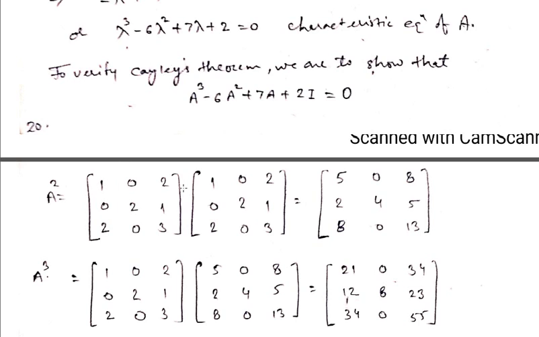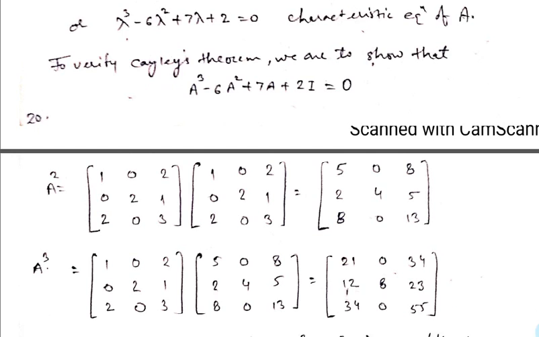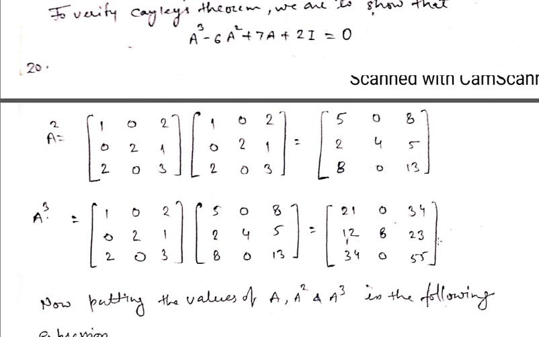First we multiply the first row with the first column and we get 5, then the first row with the second column we get 0, then the first row with the third column we get 8. Similarly, we obtain the other values, so A square becomes 5, 0, 8, 2, 4, 5 and 8, 0, 13. Now with the help of A square and A, we calculate A cube. So we multiply A and A square, and hence we get A cube as 21, 0, 34, 12, 8, 30, 23 and 34, 0, 55.